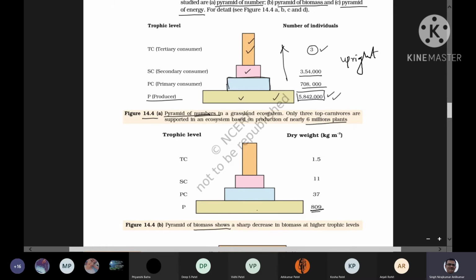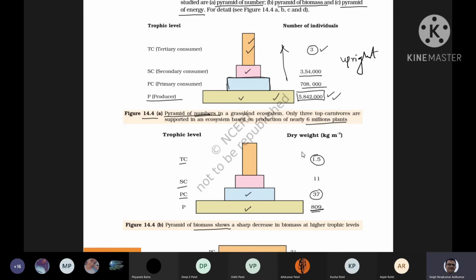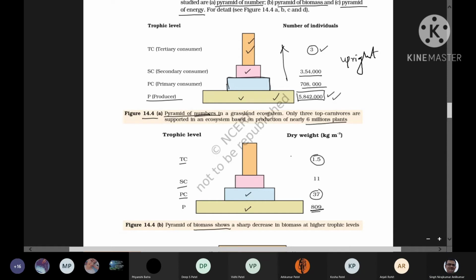If you move ahead in the upward direction, this is the first trophic level of producers, and this is the second trophic level of primary consumers, abbreviated PC. Here the biomass is 37, and for the top consumers the biomass is only 1.5 kg per meter square. So the biomass decreases as you move up through the different trophic levels of the pyramid of biomass. This is a typical grassland ecosystem, and the pyramid we obtained is upright again.